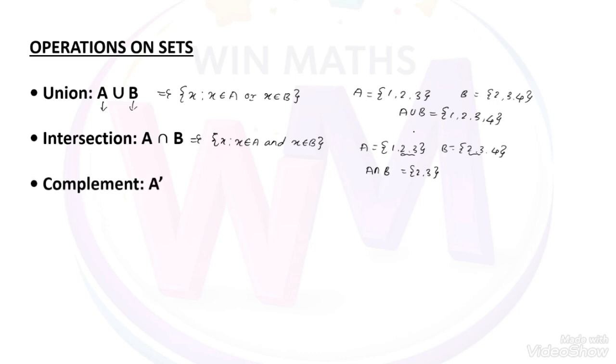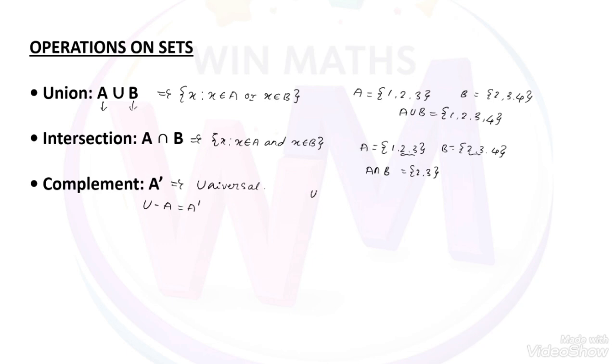Again, complement. Here, a complement means first we have to consider one universal set. Based on the universal set, we have to write the complement. The element which is not present in A, we can call it a complement. Complement means an element which is not in A.